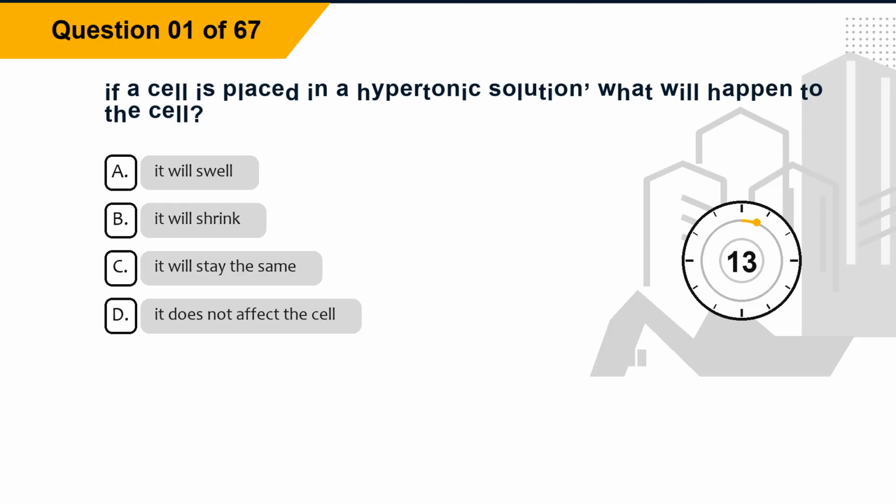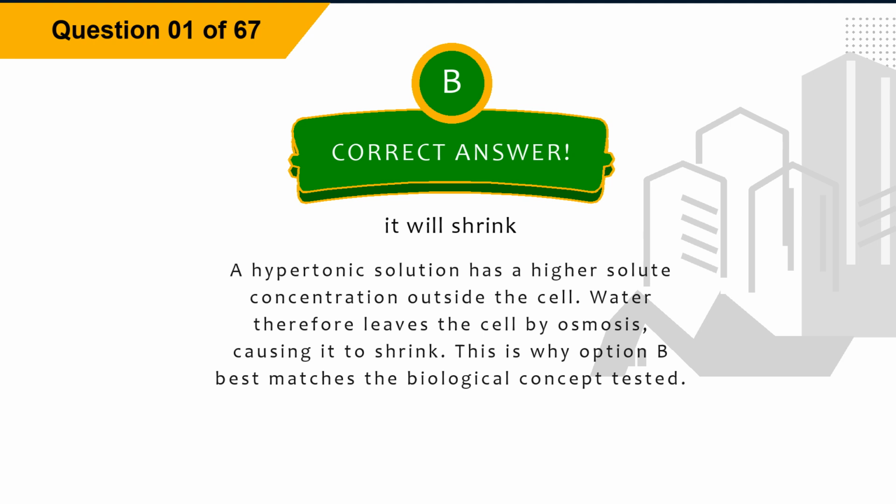Question 1. If a cell is placed in a hypertonic solution, what will happen to the cell? Option A, it will swell. Option B, it will shrink. Option C, it will stay the same. Option D, it does not affect the cell. The correct answer is option B, it will shrink.